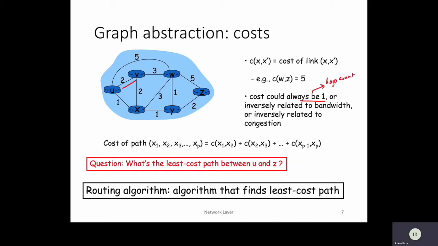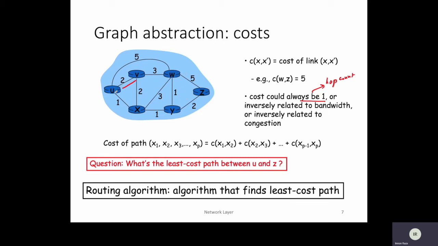Hop count means how many hops there are between a source and a destination, or it's inversely related to the bandwidth, or inversely related to the congestion in a link, right? So this cost can also be assigned manually, but usually this cost is taken as the hop count, the number of hops between the source and destination machines.